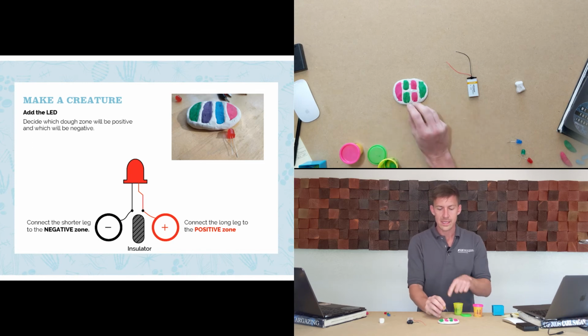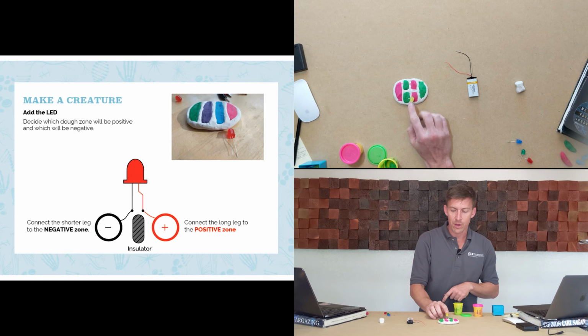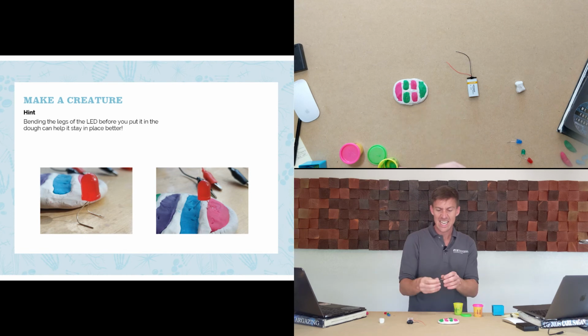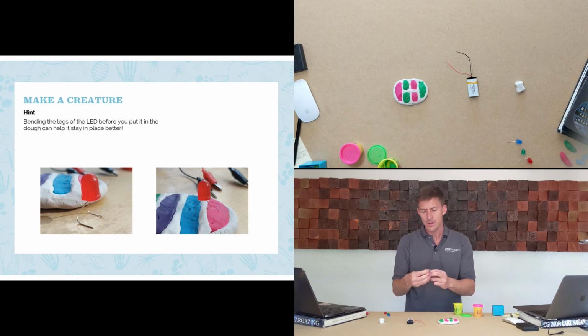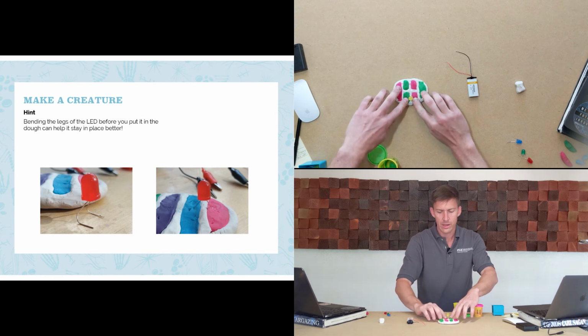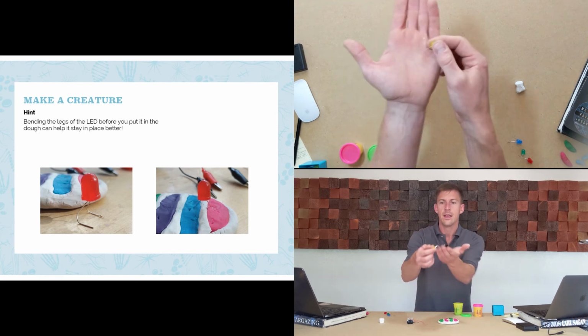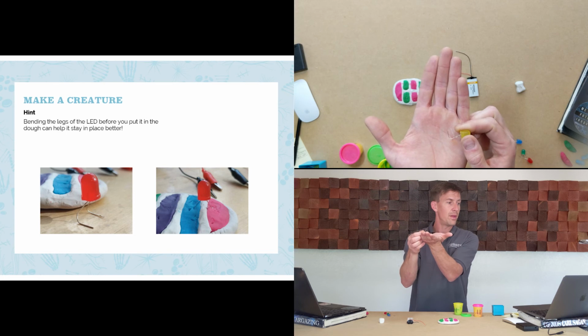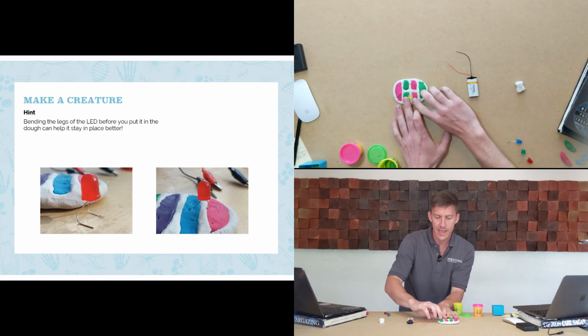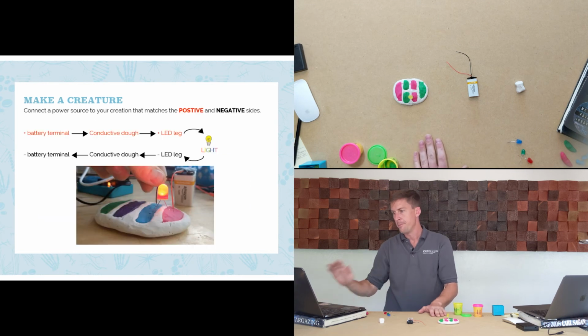I'll do positive on my left, negative on my right like this. Now, I have a little hint here that says you can bend the legs to get it to stay if you're having a little bit of trouble. Depends on what kind of dough you're using and how sticky it is. There you go. A little bend helps them stay in place a little bit better. All right, cool. Positive on the left, negative on the right for me.